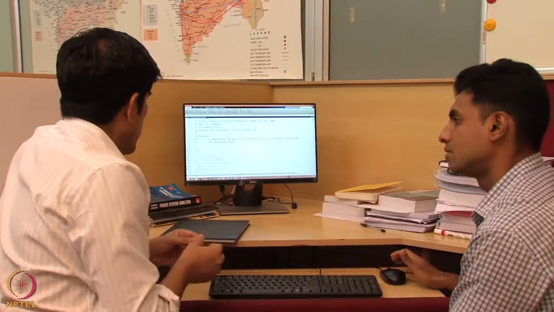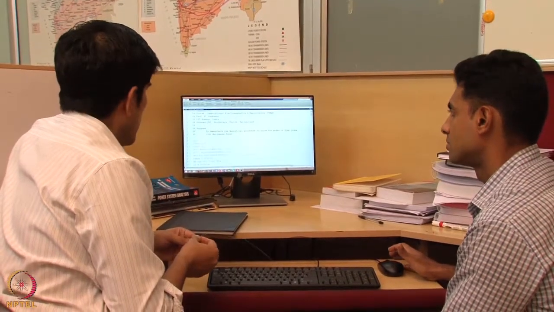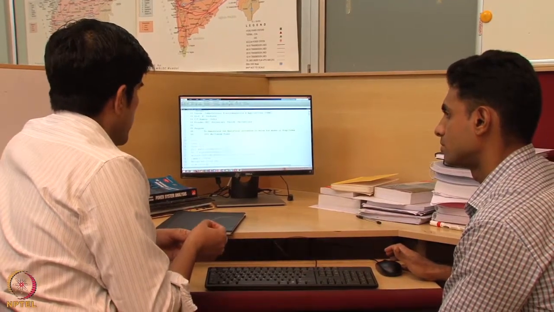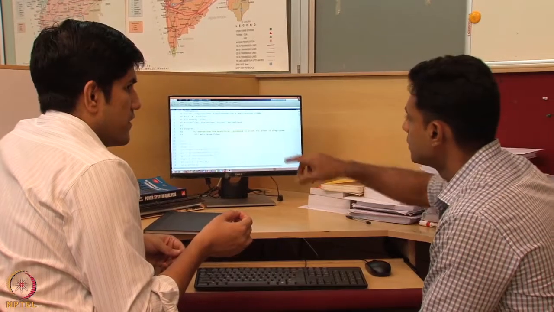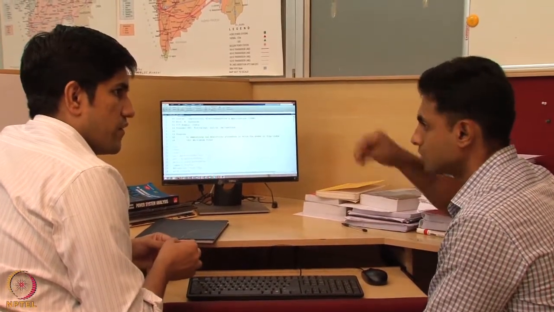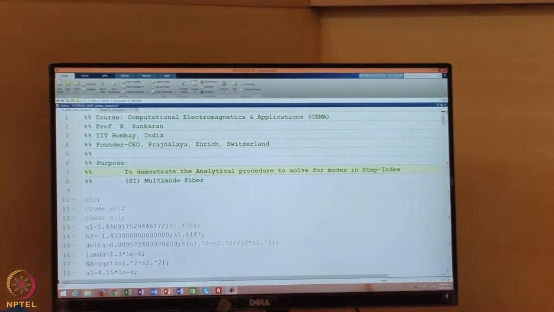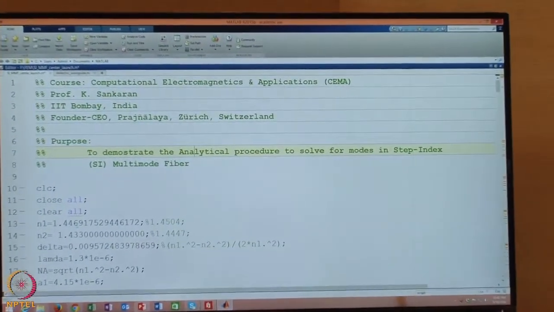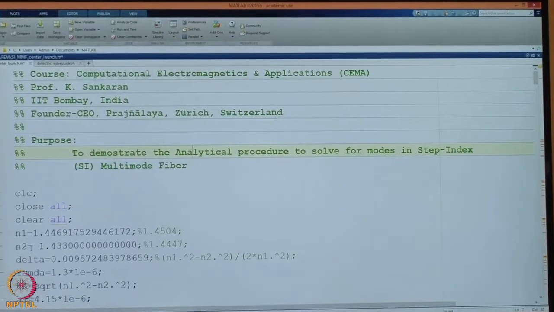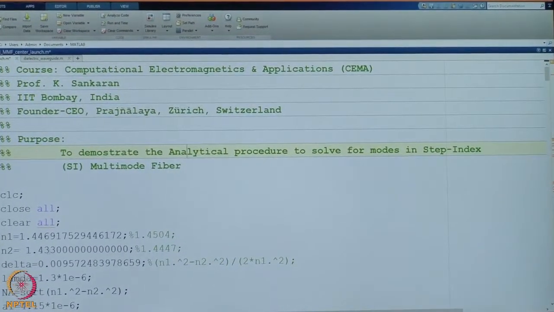So Thomas, could you please explain the analytical procedure for deriving the solution? Previously, I saw the analytical solution solved using MATLAB. Here the refractive index of the core is taken as this value, 1.44, and N2 is this value.